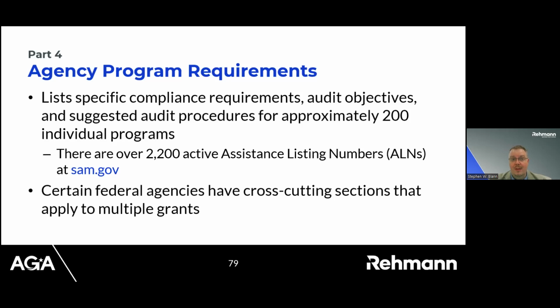Now, auditors need to remember you're going to start in part 3 because that's the generic guidance. And when you go to part 4 or 5, which is where clusters are held, you need to look to see if there's a cross-cutting section. That is, before you get to the specific grant that you have from HUD, look at the beginning of the HUD section to see if there are any areas that are applicable to all HUD grants. And in the case of HUD, there are. So you start with part 3, then you go to part 4 and look at a cross-cutting section.